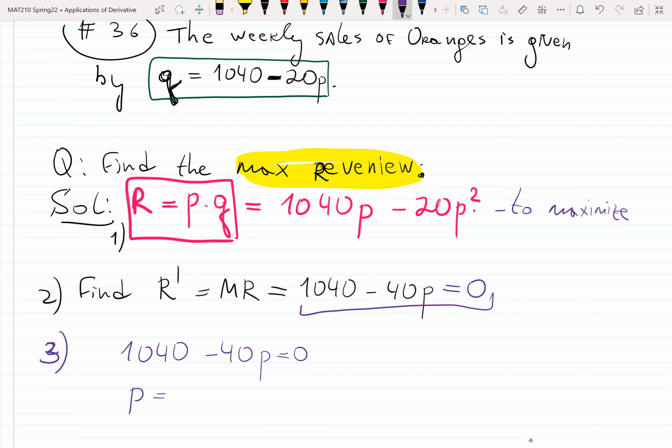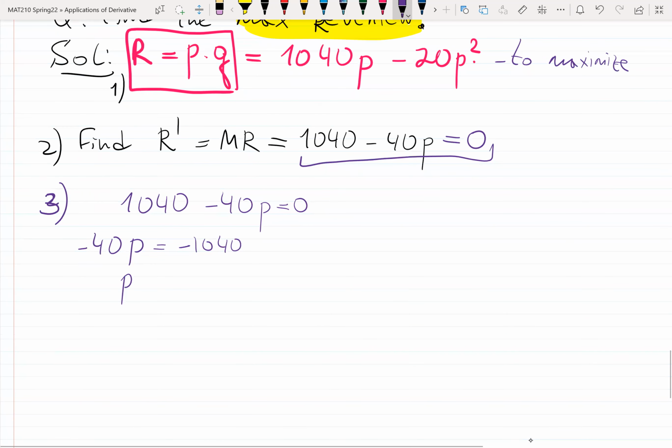P will be minus 40P equals minus 1040. Well, you better not get a negative price. That would be weird. Don't give me negative volumes and negative prices. P will be 1040 divided by 40, which is 26. I have it in my notes. $26. That is not the maximum revenue. That is the price that gives a maximum.